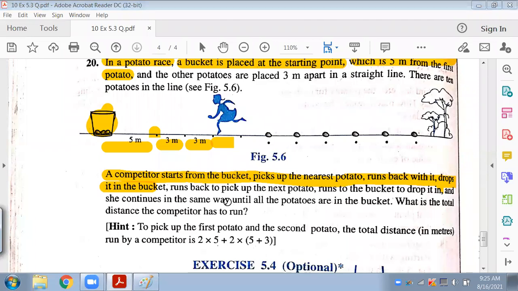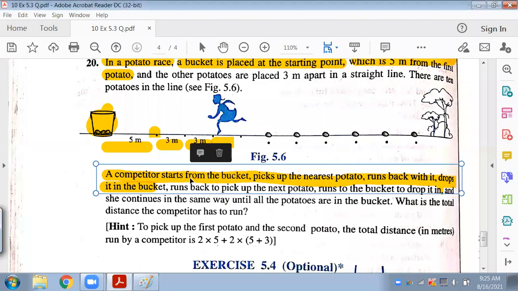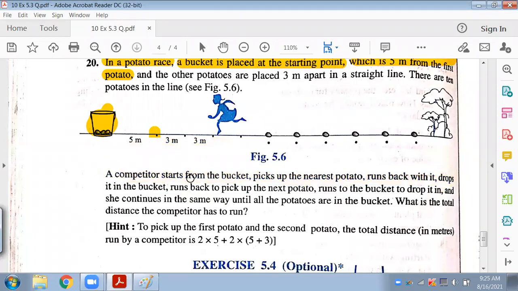Okay, so from the question, what do you understand? This is the first potato. To pick up the first potato, the competitor has to start running from the basket, go to the potato, pick it up, and come back and put it in the basket. So he has to run how many meters? To reach the potato, 5 meters, and again to bring it and put it in the basket, he has to run 5 meters. So in total, to put the first potato in the basket, he has to run 10 meters.